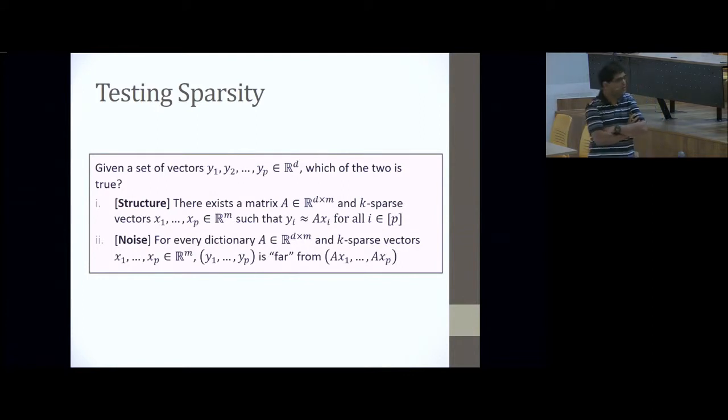You can think of this as a hypothesis testing problem. So we want an efficient tester which solves this hypothesis testing problem, which can distinguish structured inputs which can be explained by sparse representations from things which cannot be. And the goal is to somehow get a characterization of the input set of vectors y1 through yp, which would allow you to distinguish between these two cases.